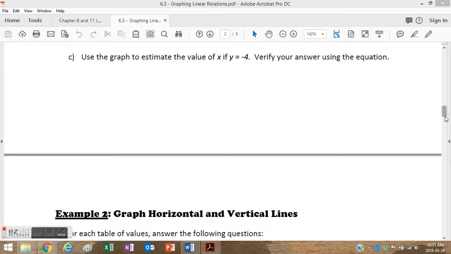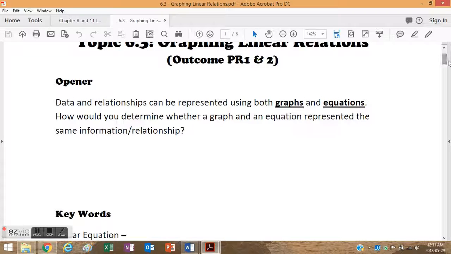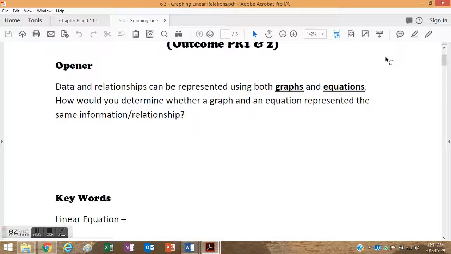Alright, so getting started, graphing linear relations. Data and relationships, we can represent them using both graphs and equations. This shouldn't make too much of a surprise for you. Obviously, we've graphed data before.